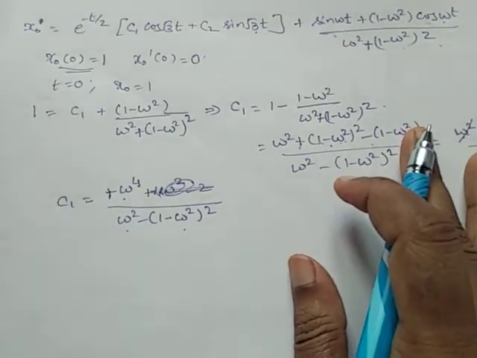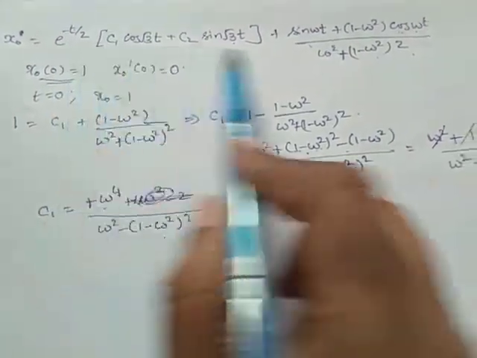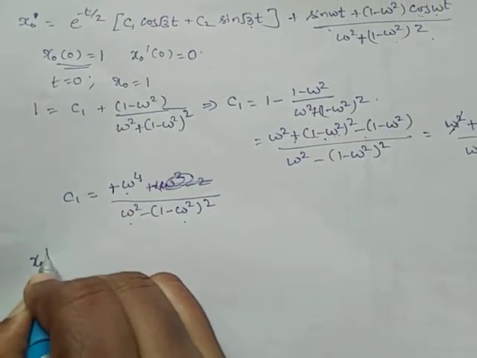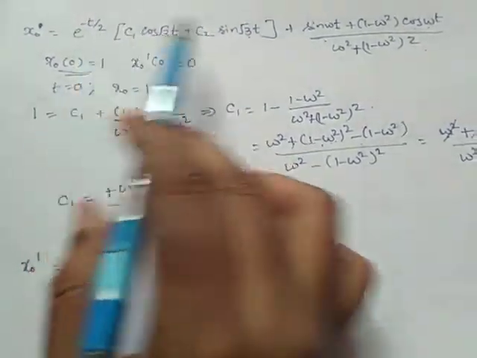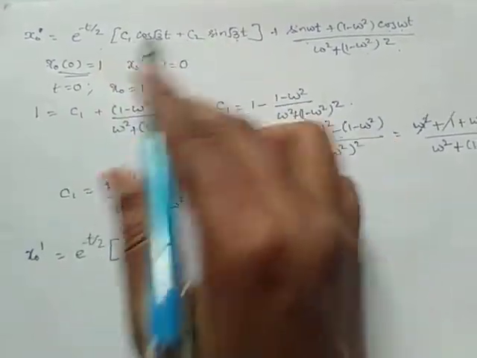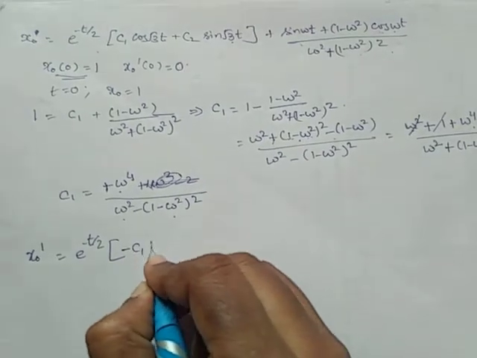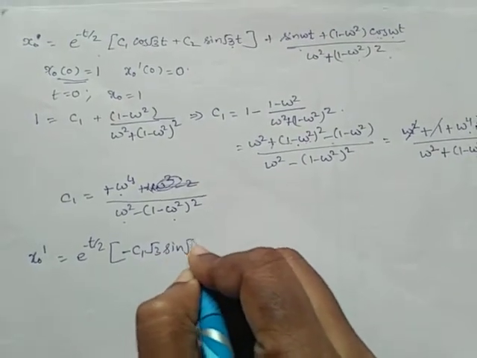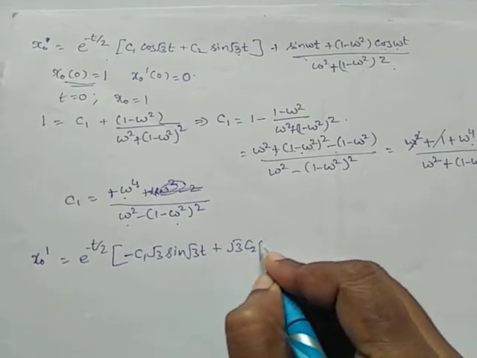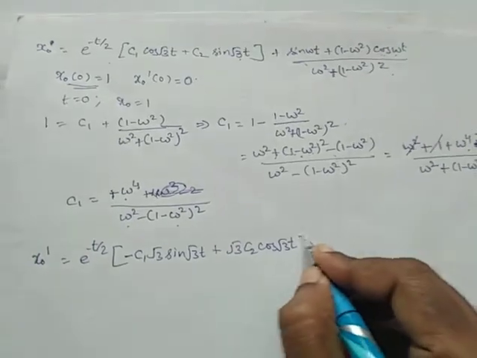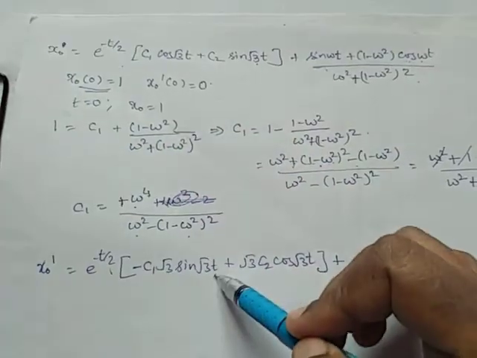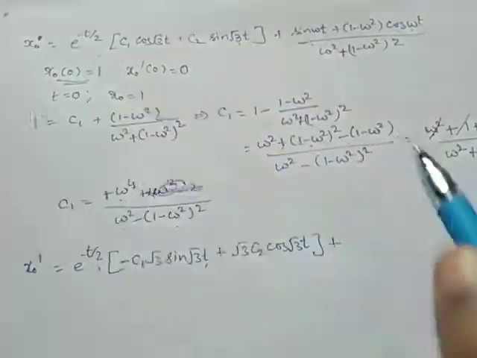Now we have to find C2. To find C2, differentiate equation x0. So if we differentiate x0, we will get x0 dash. Here we have to use product rule. So e power minus t by 2, differentiation of this: minus c1 root 3 sin root 3t plus root 3 c2 cos root 3t, plus first term into differentiation of second term, plus second term into differentiation of first term.